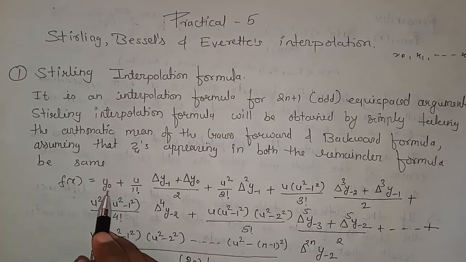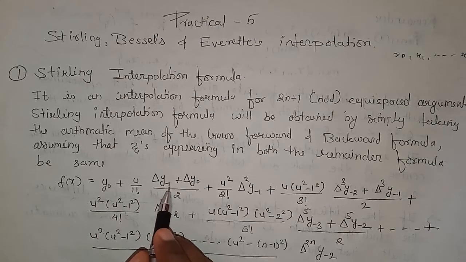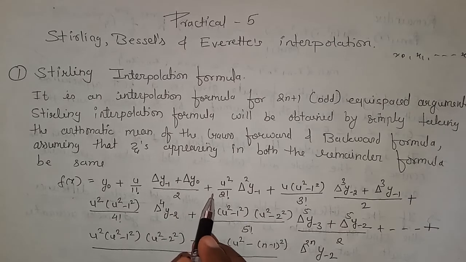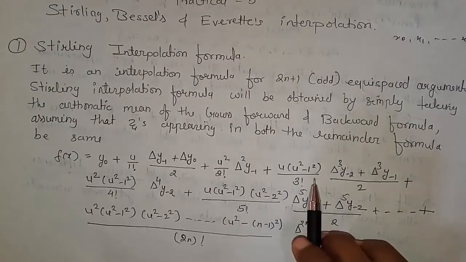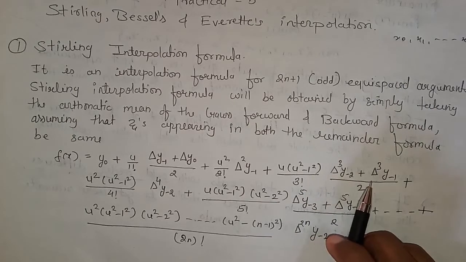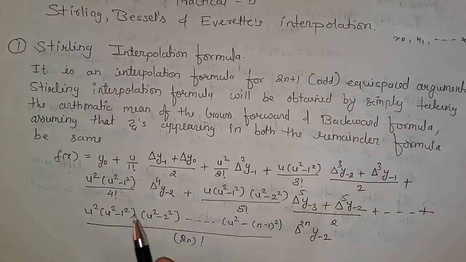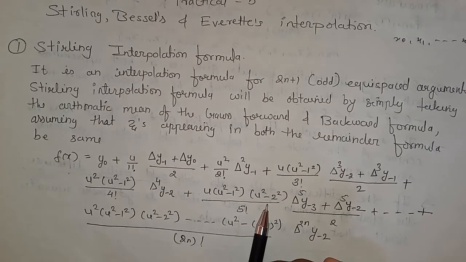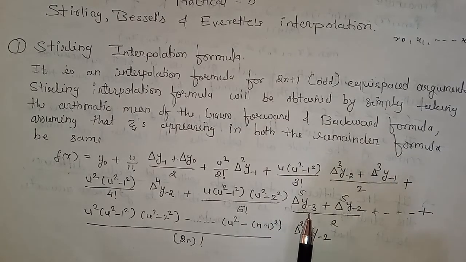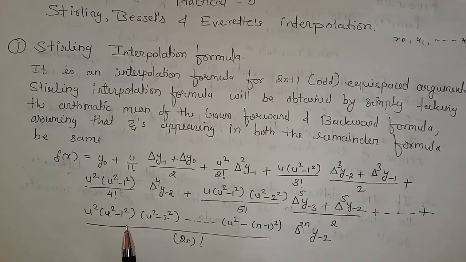f of x is given by y0 plus u upon 1 factorial times (delta y minus 1 plus delta y0) divided by 2, plus u square upon 2 factorial delta square y minus 1, plus u into (u square minus 1 square) upon 3 factorial times (delta cube y minus 2 plus delta cube y minus 1) upon 2, plus u square into (u square minus 1 square) upon 4 factorial delta raised to 4 y minus 2, plus u into (u square minus 1 square) into (u square minus 2 square) upon 5 factorial times (delta raised to 5 y minus 3 plus delta raised to 5 y minus 2) upon 2, and so on up to u square into (u square minus 1 square) into (u square minus 2 square) up to (u square minus (n minus 1) square) the whole upon 2n factorial delta raised to 2n y minus n.